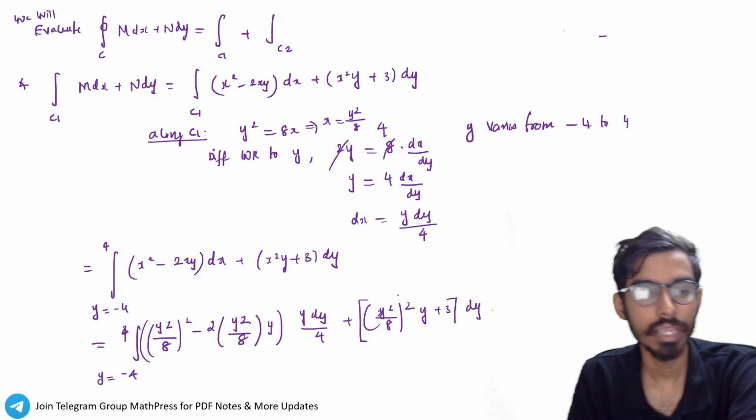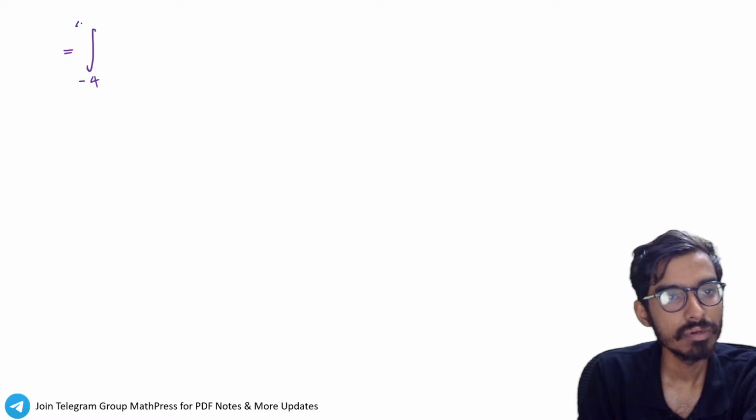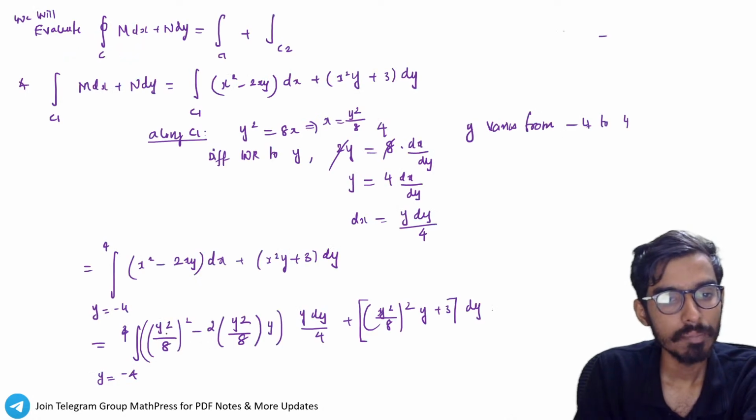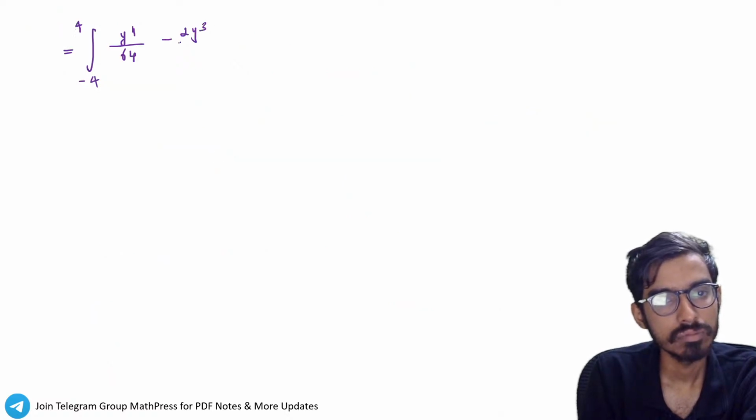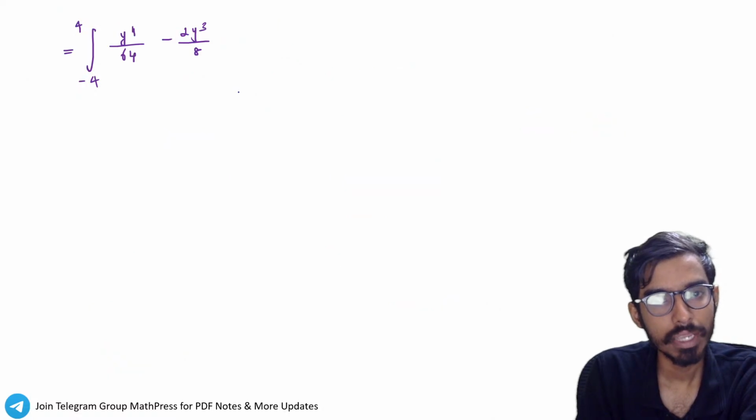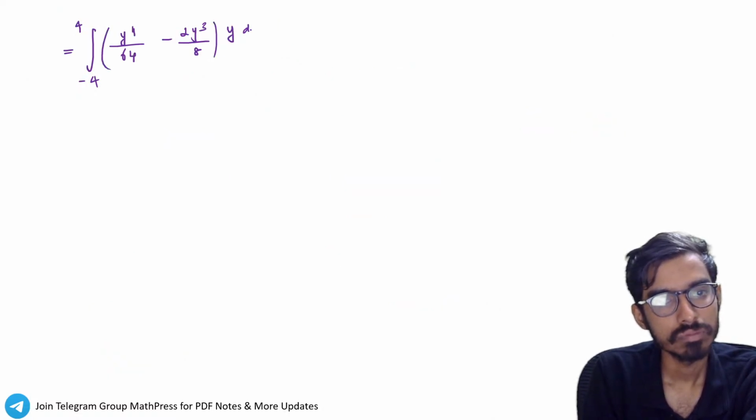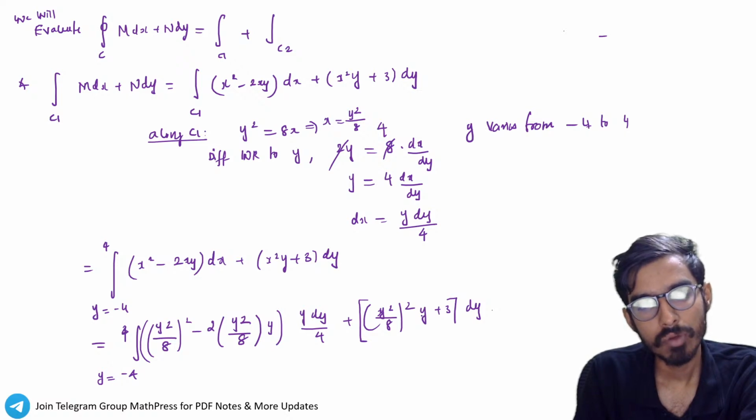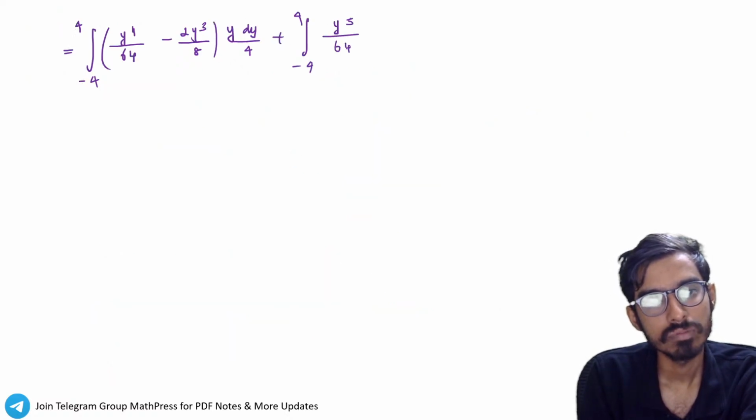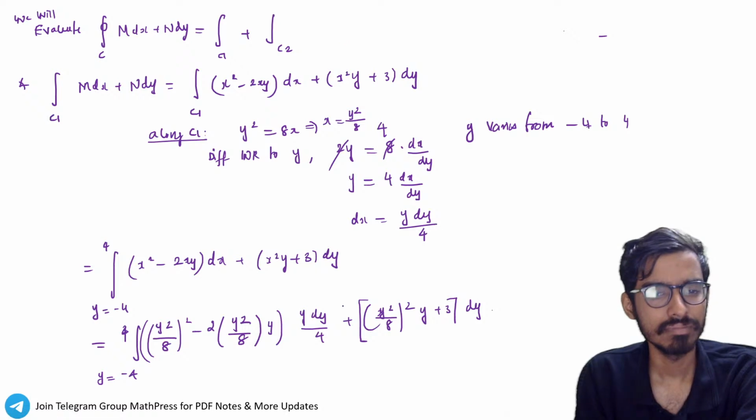So we are converting everything in terms of y. So this will be the integration from -4 to 4 of y power 4 by 64 times y cube by 8, so minus 2y cube by 8 into y dy by 4, plus the integration from -4 to 4 of y square whole square, which is y power 4; y power 4 into y will be y power 5. So y power 5 by 64 plus 3 dy. I'm just integrating, right? Very simple.